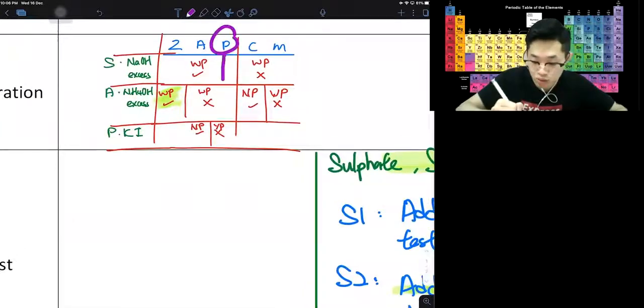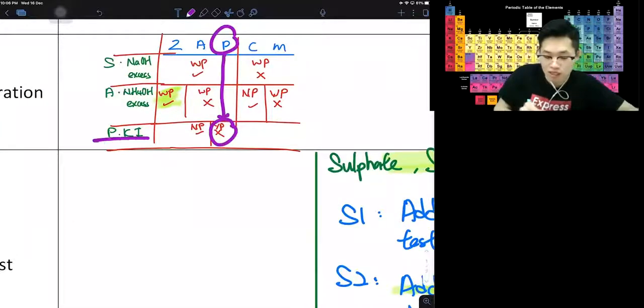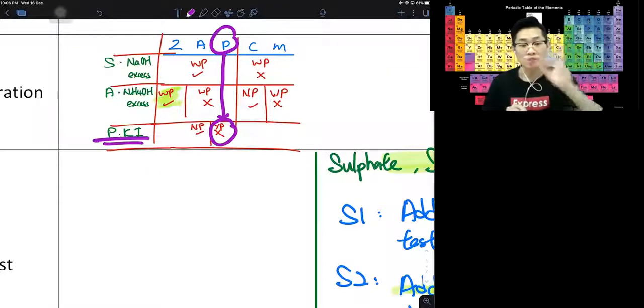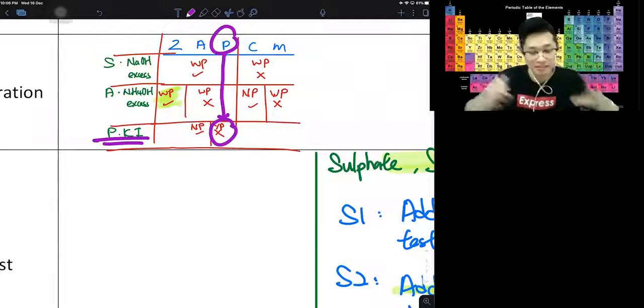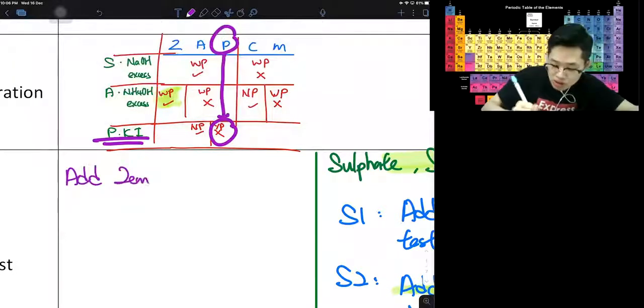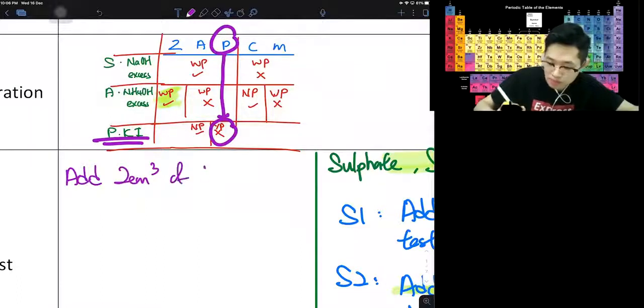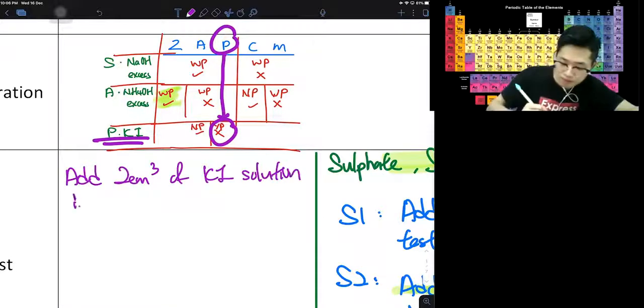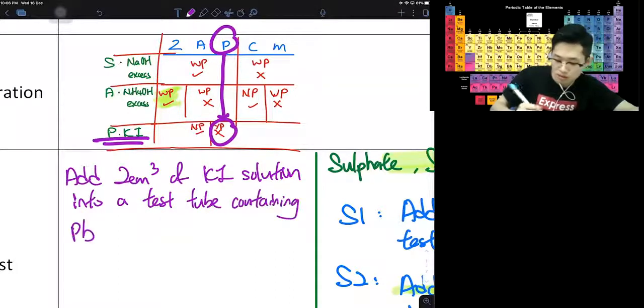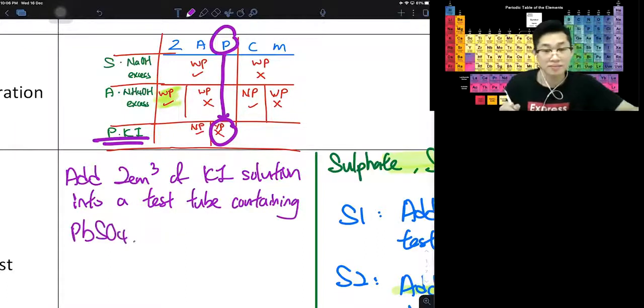Pb goes down to lowest here. Potassium iodide solution. Can you see? There's no word excess, right? So you can just write: add 2 cm cube of potassium iodide solution into a test tube containing lead 2 sulfate.